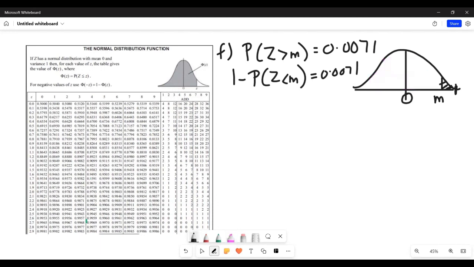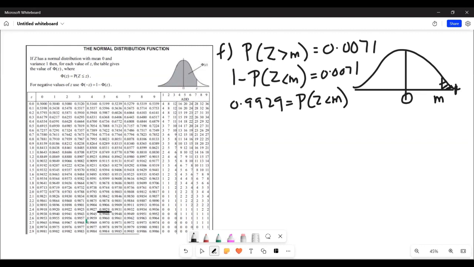So that gives us probability z less than m should be equal to 1 minus 0.0071, which gives 0.9929. Okay. So where is 0.9929 or something close? We have 2.45. It's 2.45. So m should be equal to 2.45.